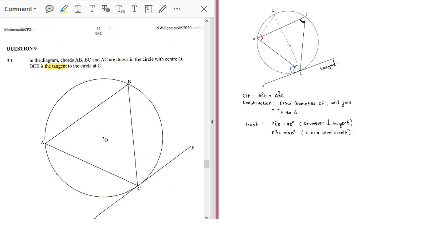Okay, so what I'm going to do now is pull out these two angles, which are contained within angle FCD. So I'm going to say, angle FCD is equal to angle ACD plus angle ACF.